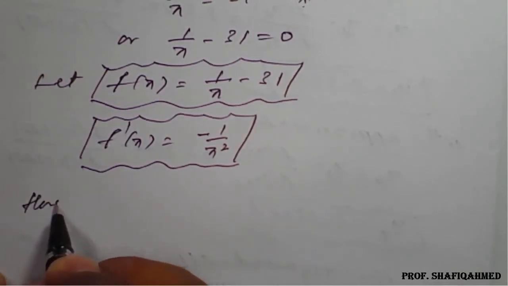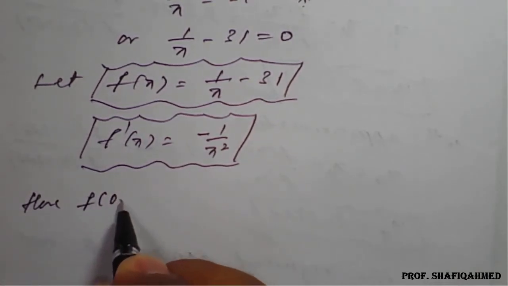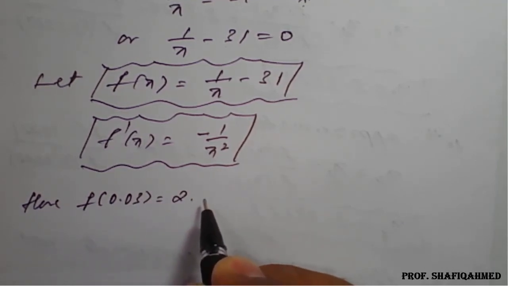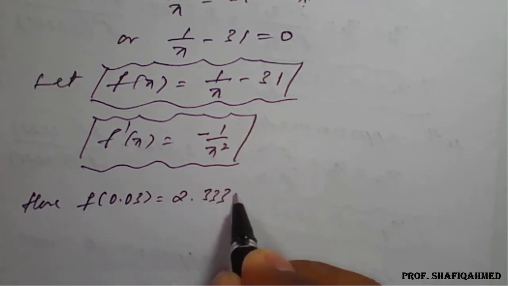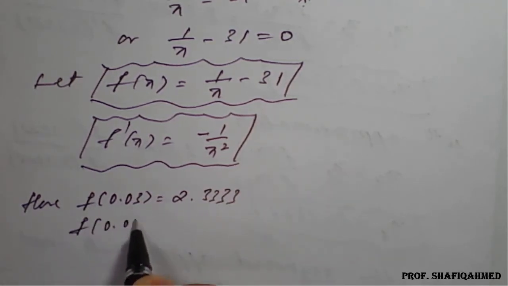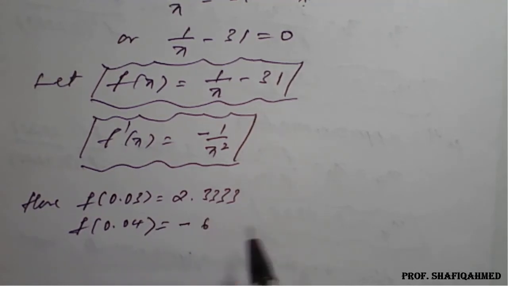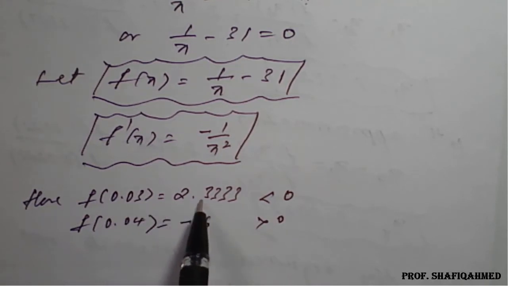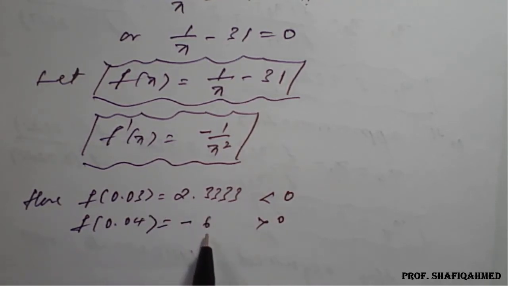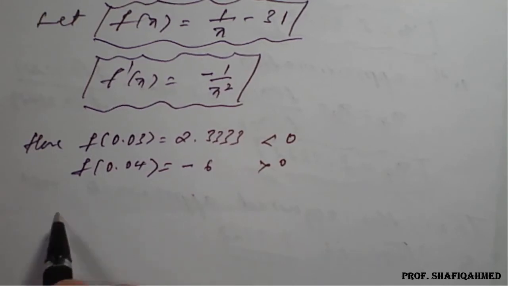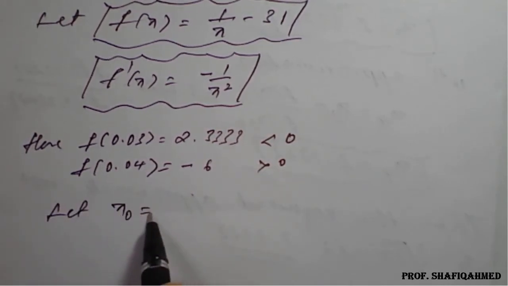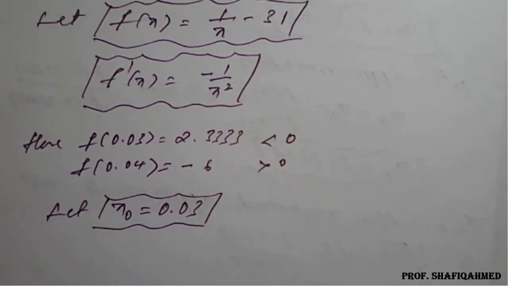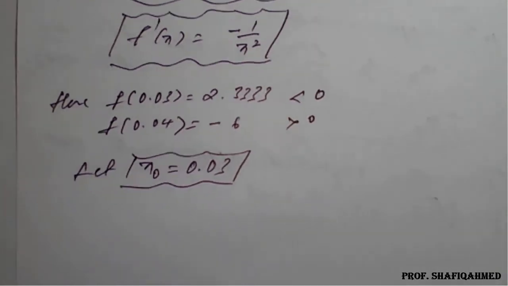So I will note this down. Here f of 0.03 is coming as a positive value, 2.333, okay, and f of 0.04 is minus 6, so negative value, positive value. You can see here 2.33 is nearer to 0 if you compare with 6, so I can say that our x naught value will be 0.03. With the help of this x naught value we can prepare the first approximation.